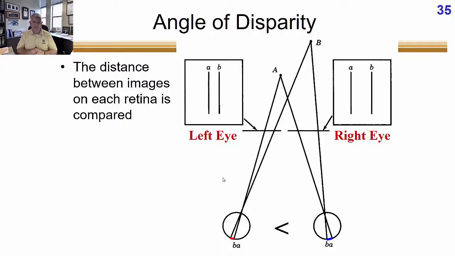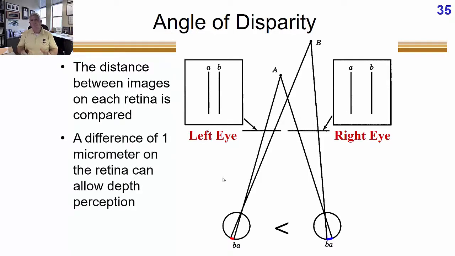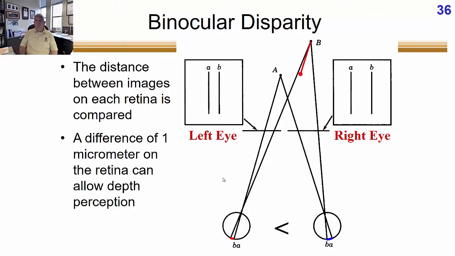This is called retinal disparity. And our brain is very good at measuring this. In fact, we can detect a difference of 1 micrometer on the retina that helps allow depth perception. If we were to move point B up to be the same distance as point A, that would change the distance on the retina so that now B and A would be the same distance apart. We would have 0 disparity, and they would be at the same depth.